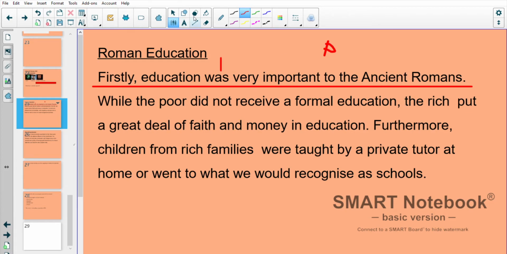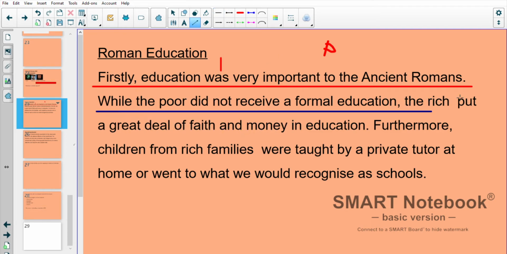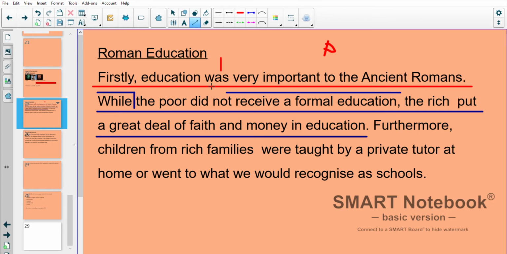While the poor, so I've got a subordinating conjunction there. While the poor did not receive the formal education, the rich put a great deal of faith and money in education. So that is giving me evidence that the rich put money into education. It's giving me information. It's also using a subordinating conjunction and a subordinate clause. While the poor did not receive formal education, comma, the rich put a great deal of faith and money in education.